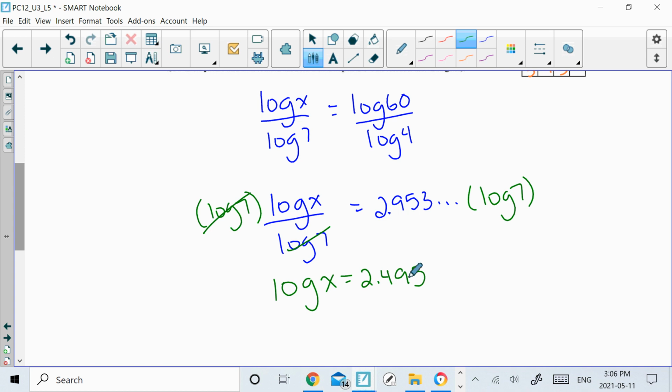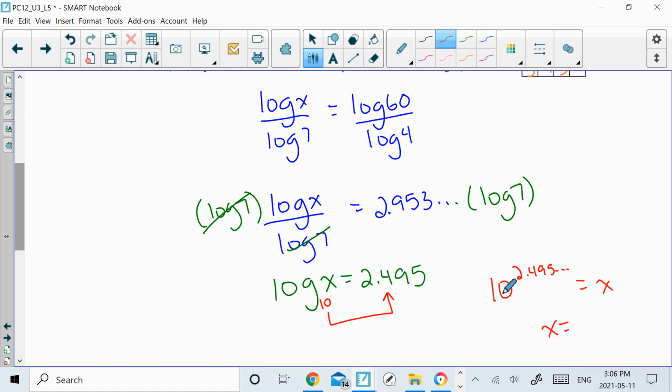In order to get out of log form to exponential form, you have to realize that this is a common log, which is base 10. So 10 to that power is equal to x, the argument becomes the answer.